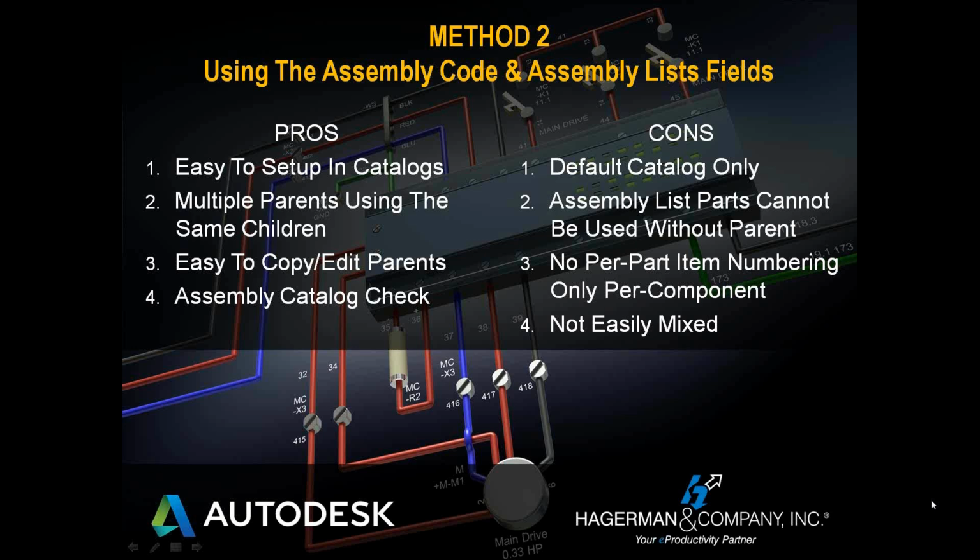It's easy to copy and edit parents. I just copy the footprint. Pretty much done. There's not any mistakes you can make there. When you go to the assembly and hit the catalog check, you see everything that's in that assembly. So that's nice.